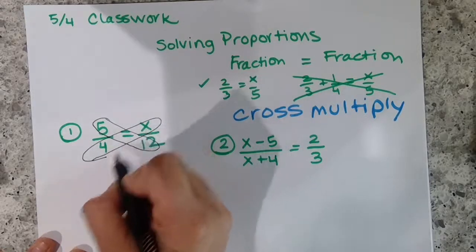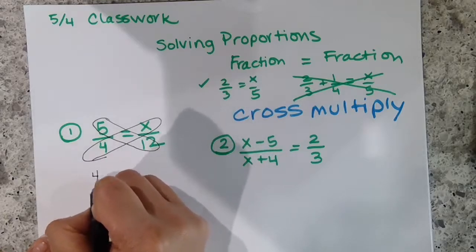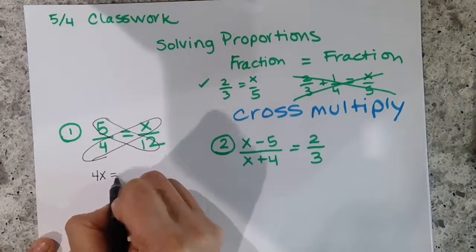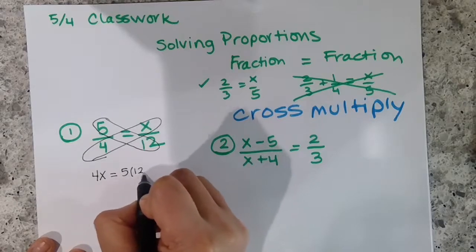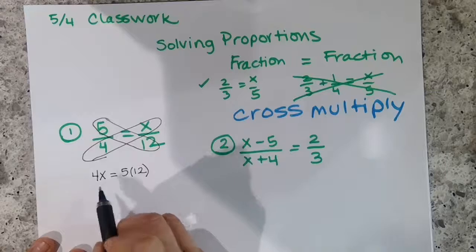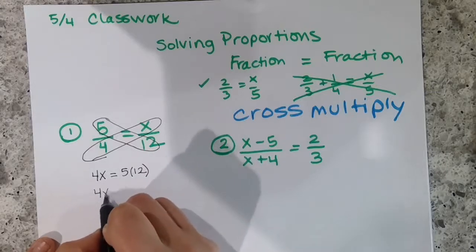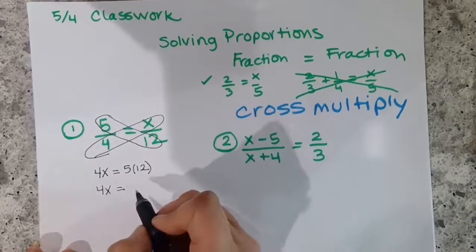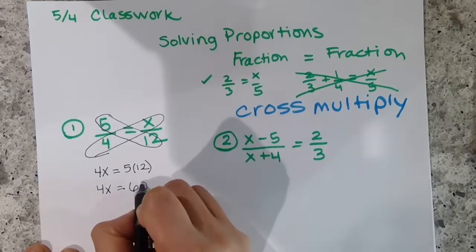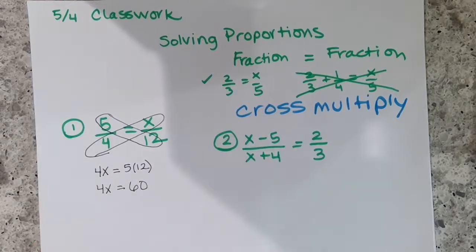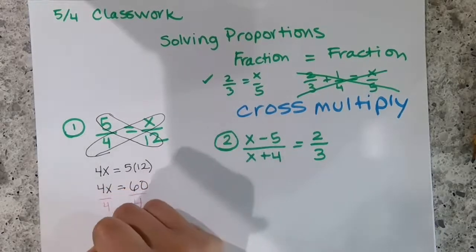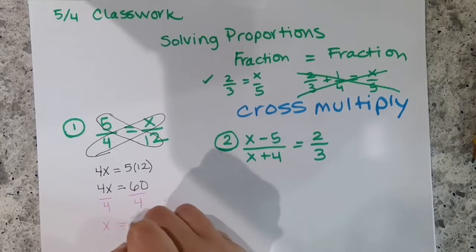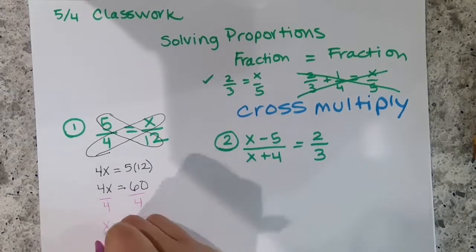So I'm going to say 4 times x, which is 4x, equals 5 times 12. Well, 4 times x is just 4x. 5 times 12 is just 60. Okay, you cross multiplied. Now you just go through and solve, and you guys are excellent at solving. Divide by 4 on both sides. x is equal to 15.